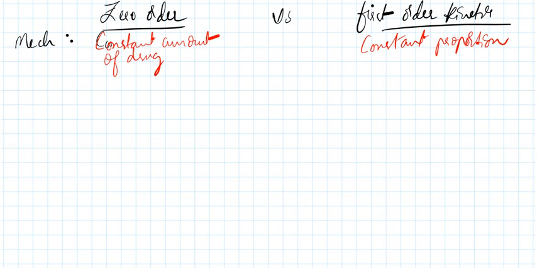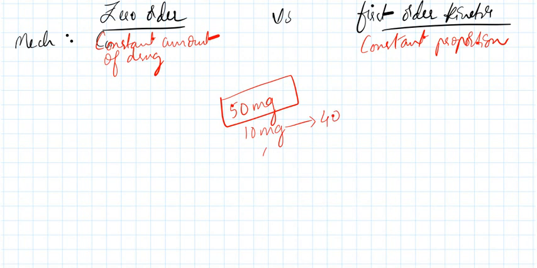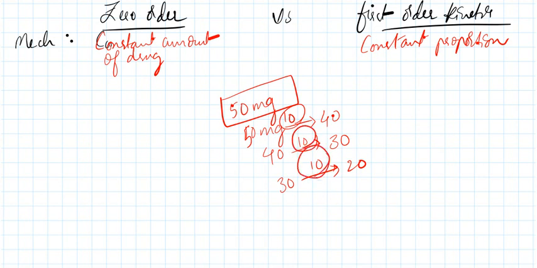Now I will explain briefly. For example, there is 50 milligrams of drug in your body. If it is the case of zero order, it is for example only, right? Don't take it seriously, it is just an example. After every 1 hour, 10 milligrams of drug will get eliminated. So 40 is left. After 1 hour, another 10 milligrams is eliminated, 30 left. After 1 hour, another 10 milligrams is eliminated, 20 is left. So here a constant amount of drug is being eliminated.